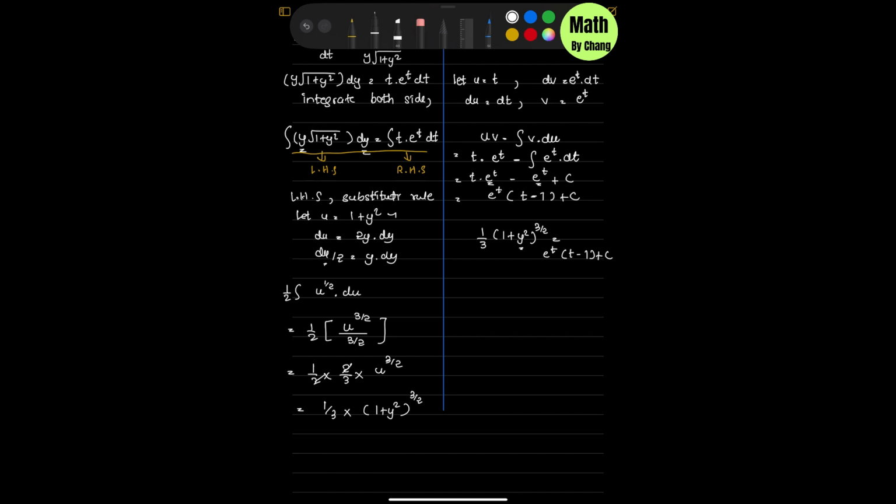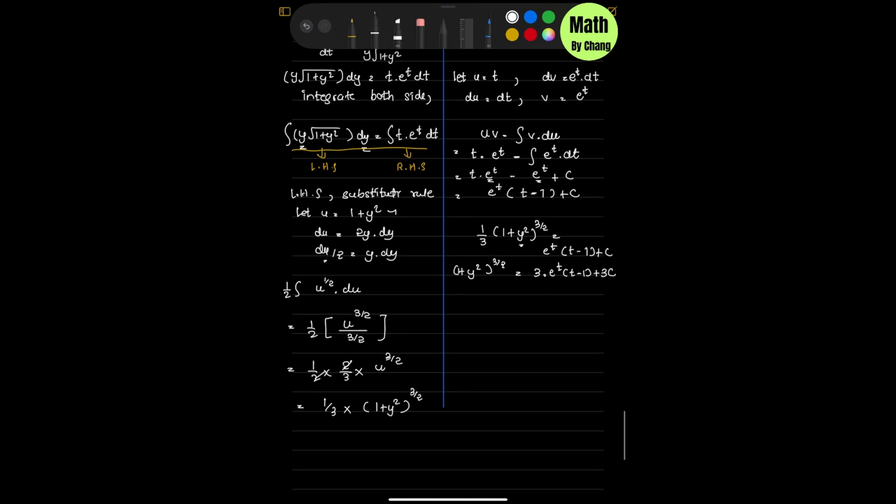We have to find y, right? So (1 + y²) the whole power 3/2 equals 3 e^t (t − 1) + 3c. This 3 will multiply to those two values. After that, we want to remove the power 3/2. So here we write 1 + y² equal to (3 e^t (t − 1) + 3c) the whole power 2/3.